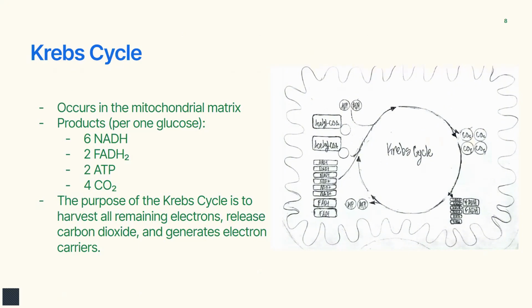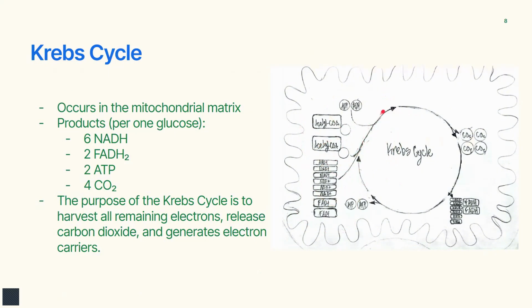Now, if you take a look at this diagram, you can see the 2 acetyl-CoA entering the Krebs cycle, 2 ADP entering the Krebs cycle, and 6 NAD plus and 2 FAD entering the Krebs cycle.